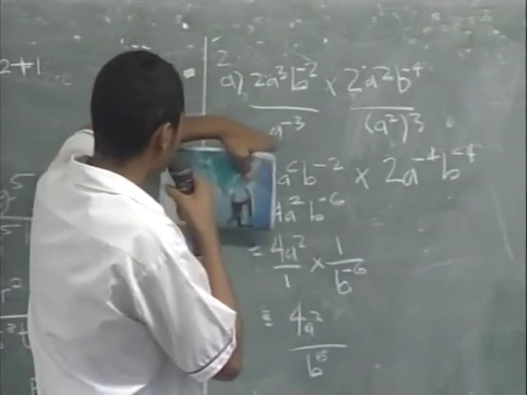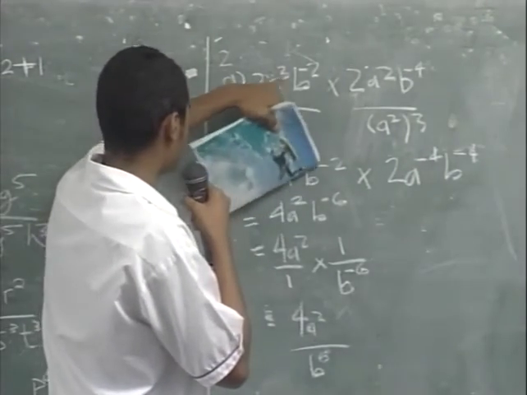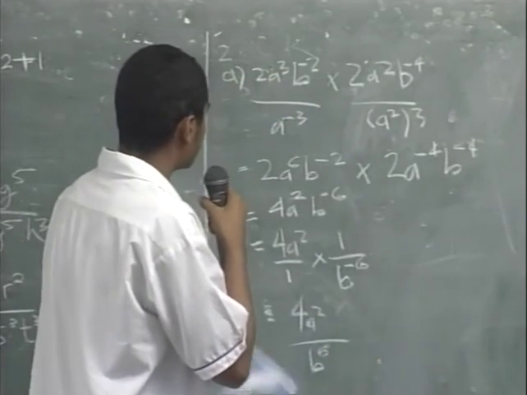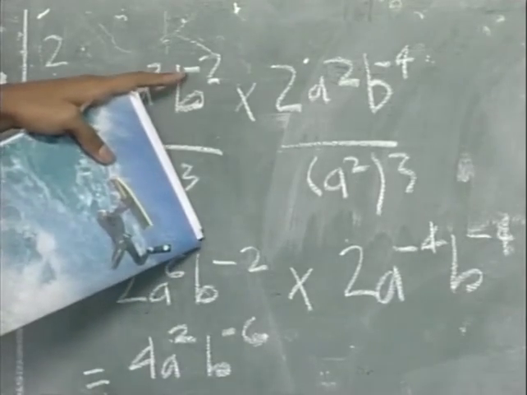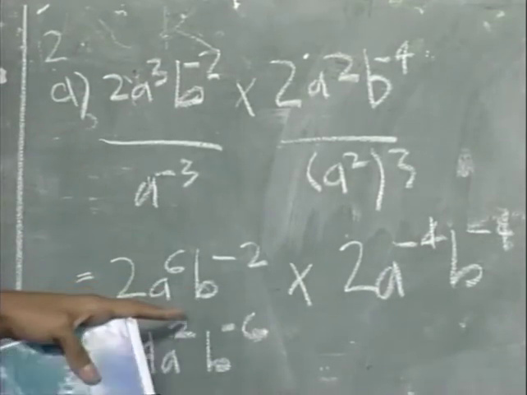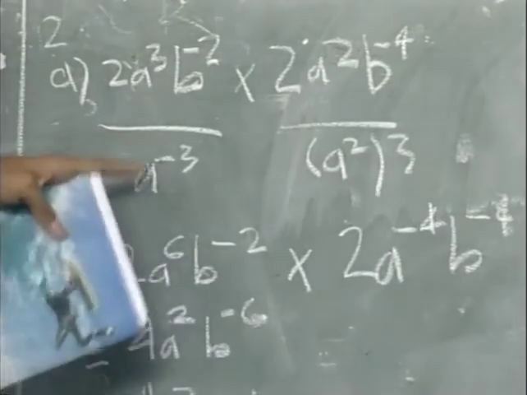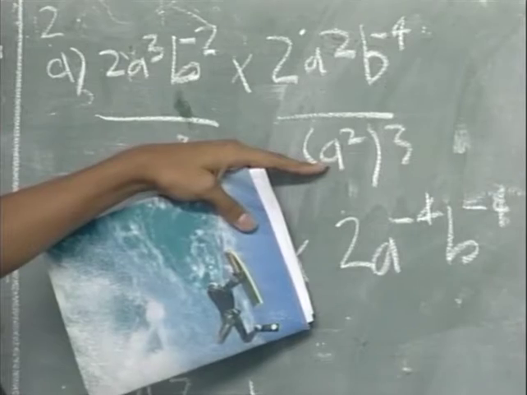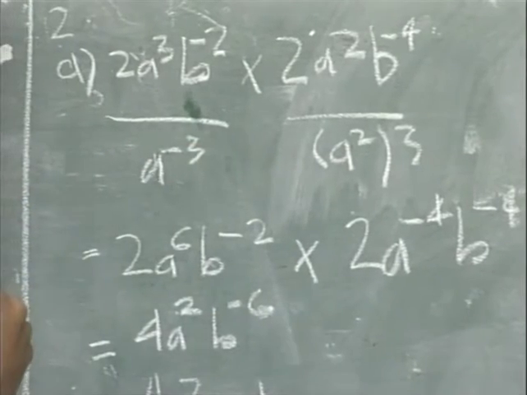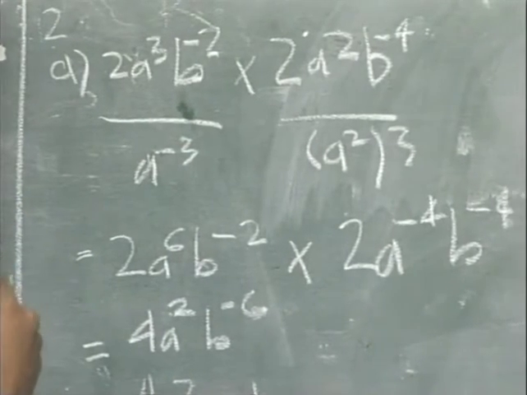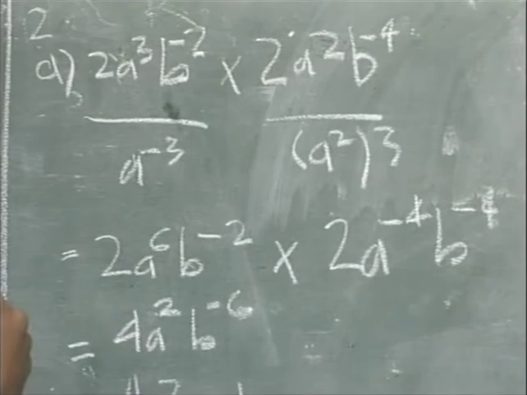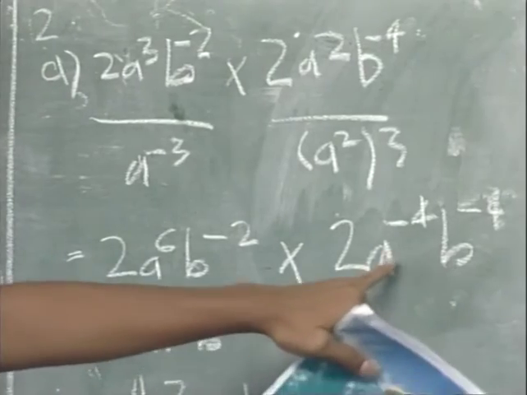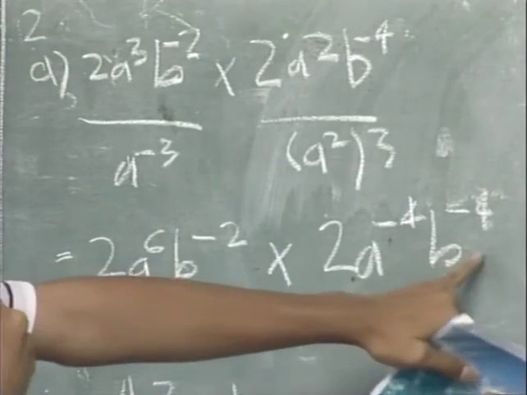First, I divided these indices. So 3 subtracted from negative 3 will give you 2a to the power of 6. b to the power of negative 2 subtracted from negative 3 will give you, multiplied by a squared to the power of 3 is equal to the power of 6. Did we cancel? I got 2a to the power of negative 4 and b to the power of negative 4.